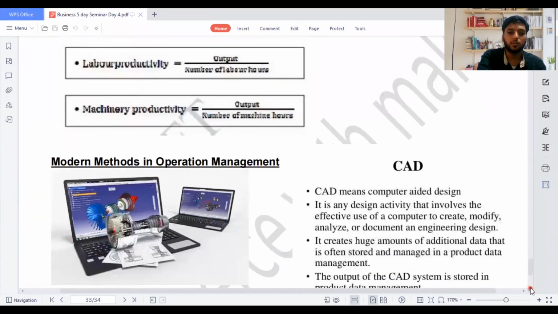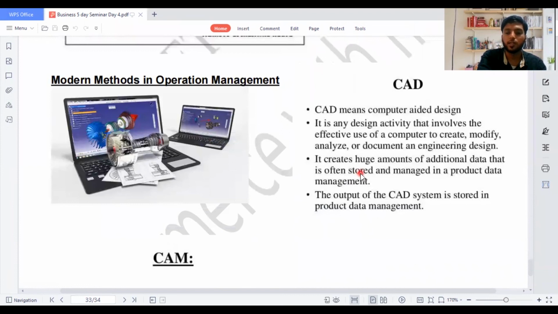Then we have the modern methods in operations management. The new methods which we are using in operations management are these. CAD means computer aided design. It is any design activity that involves the effective use of computers to create, modify, analyze, or document an engineering design. It creates a huge amount of additional data that is often stored and managed in product data management. The output of the CAD system is stored in product data management.